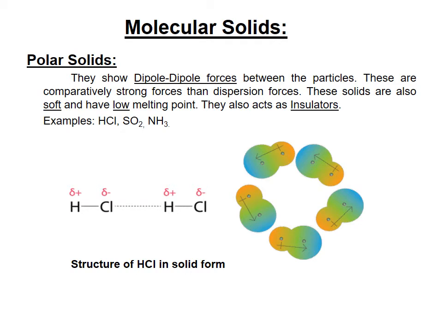The second type of molecular solid is polar molecular solid. What is meant by polar or polarity? Those molecules which acquire partially positive and partially negative charge on their covalently bonded atoms. This positive or negative charge acquired by the atom is because of the electronegativity difference between these atoms.